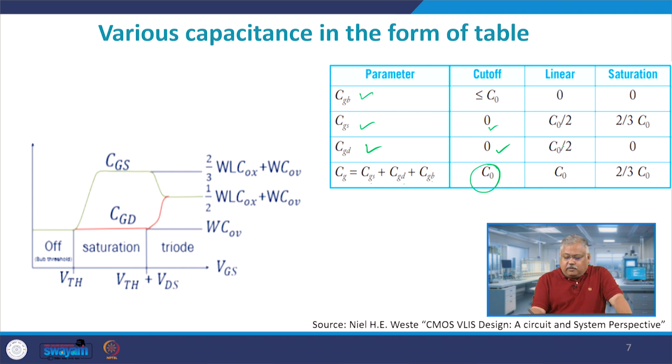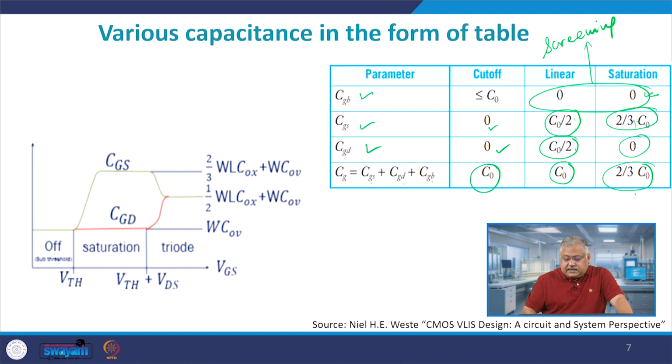In the linear region of operation, it becomes oxide capacitance by 2 for each, so if I add these two together, I get C0 here. In the saturation region, I get 0 in CGB, and you know the reason why, because of the screening effect. And therefore it is 2 by 3 here for gate to source, and then it is 0 for gate to drain, and if you add these two together I get 2 by 3 C0.